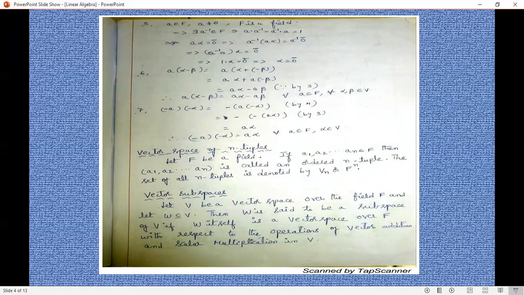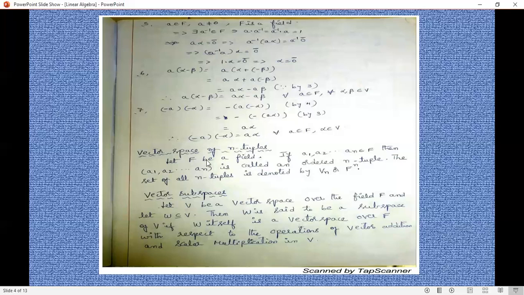Last one is minus A into minus alpha equals what we have to prove? A alpha. Now we are considering minus A into minus alpha equals minus of A into minus alpha by condition 2, equals minus of minus A alpha by condition 3, equals A alpha. Therefore, minus A into minus alpha equals A alpha, for all A belongs to F, alpha belongs to V.